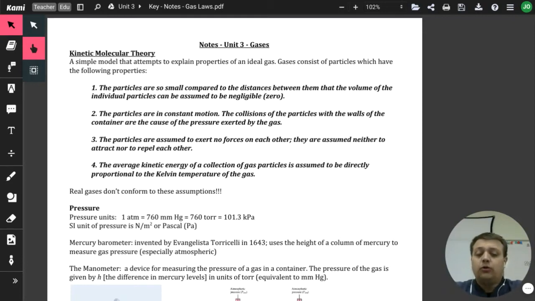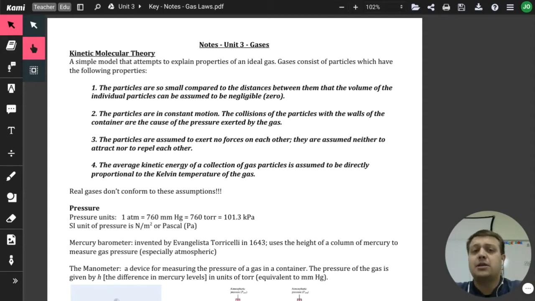Number 2 says particles are in constant motion. The collisions of the particles with the walls of the container cause it to exert pressure. A common misconception is that pressure is just something that happens. Pressure is actually the gases that are in that container colliding consistently with that container. Like atmospheric pressure, the reason that we have pressure on our bodies is because the gases that are in the air are actually pushing down on you. That's just something to keep in mind.